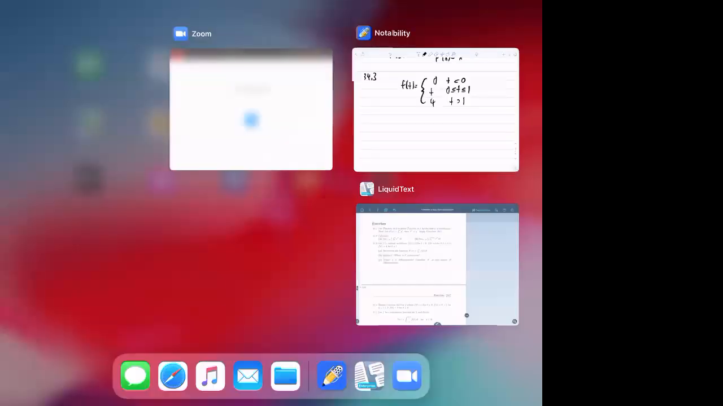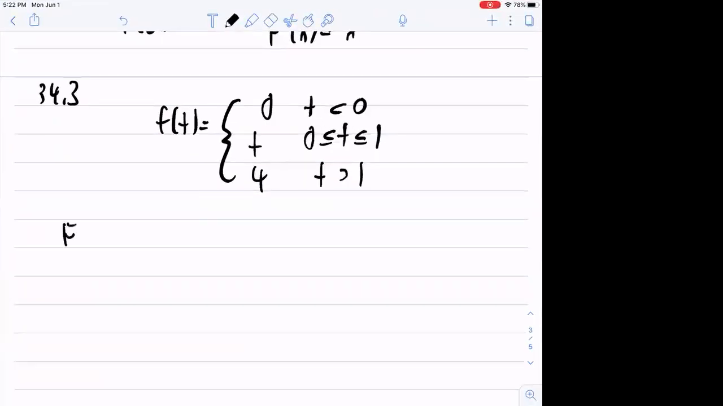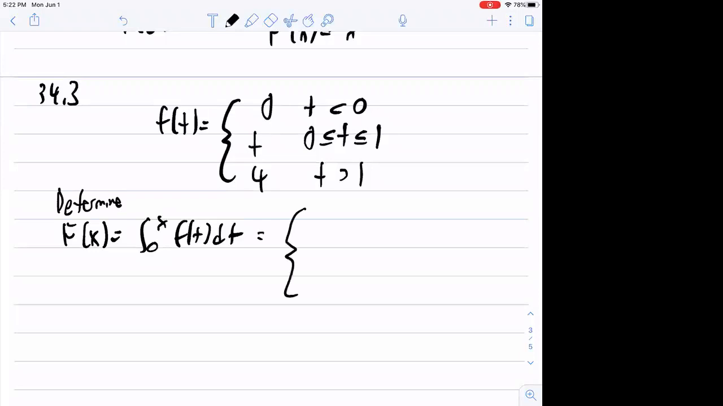So the question is asking, determine f of x, which is integral 0 to x of f of t dt. Right, so let's split this into cases. Hopefully you all can do calculus. So what is this equal to if x is less than or equal to 0? What is this?